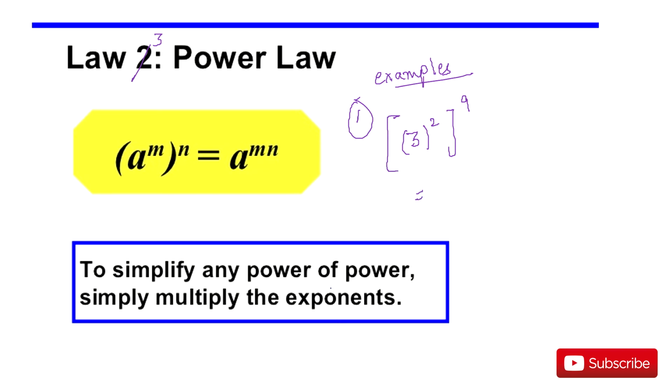To simplify any power of the power, ये power of the power हो जाएगी ना, 2 और 9. Multiply the exponents. That means 3 की power क्या हो गई? 2 into 9. So 3 to the 18 is my correct answer. Right? 2 9s are 18. तो 3 की पावर 18 हो गई.